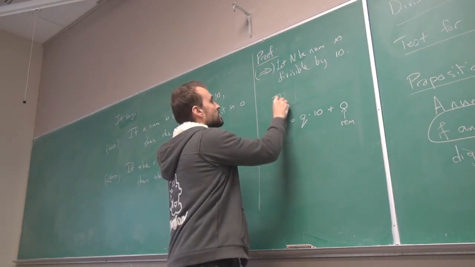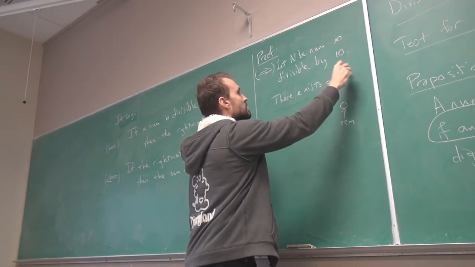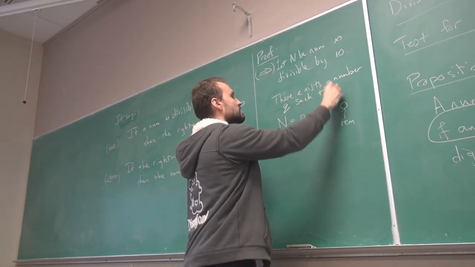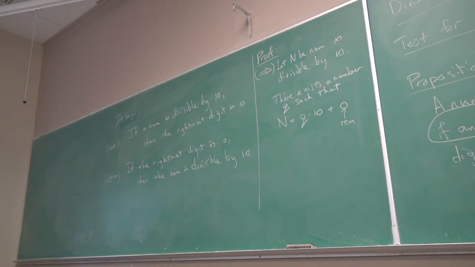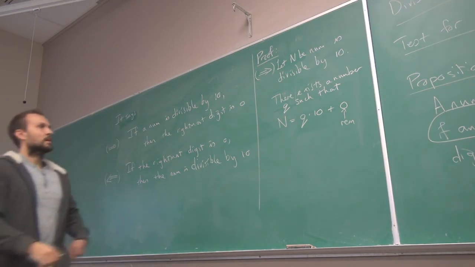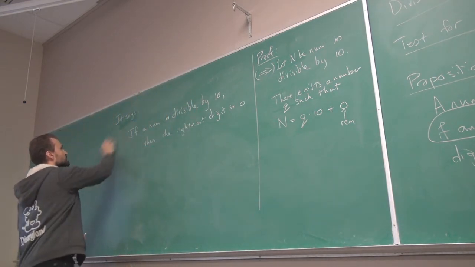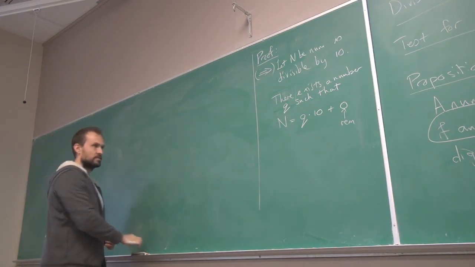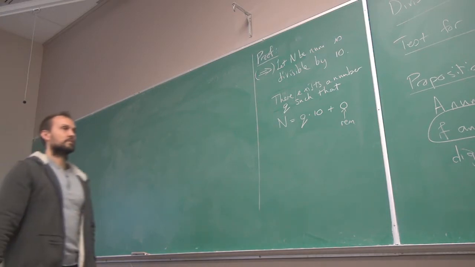So I say, there exists a number Q such that we can say this. Now I'm just going to use this space to make notes and observations. How do I conclude from that that the rightmost digit is zero? That follows much more directly than it does from the original.